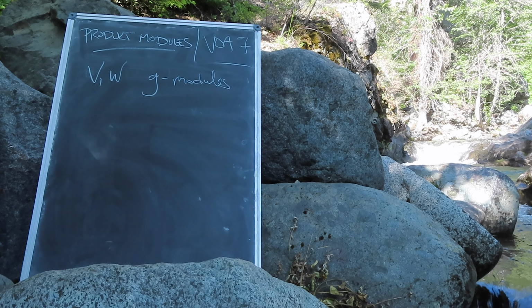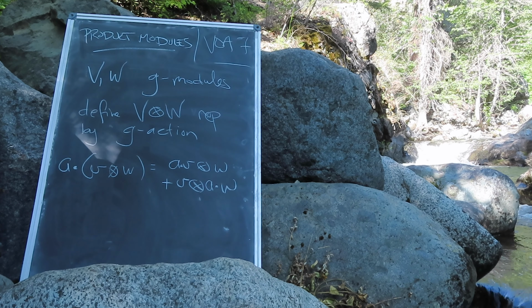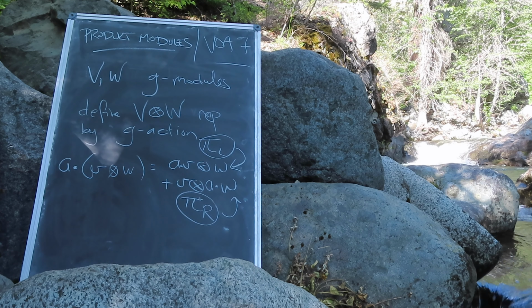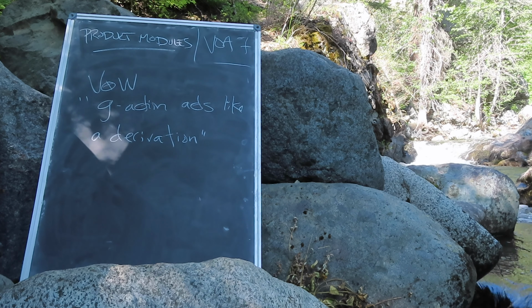Armed with this fact, we can discuss product modules. Given two G modules V and W, the tensor product V cross W is also a G module if the G action acts like a derivation would, so that we get the sum of two separate product vectors. Note that this is essentially left and right action on the product, which we can equate to the pi left and pi right representations we've discussed earlier. Hence, V times W is a G module.